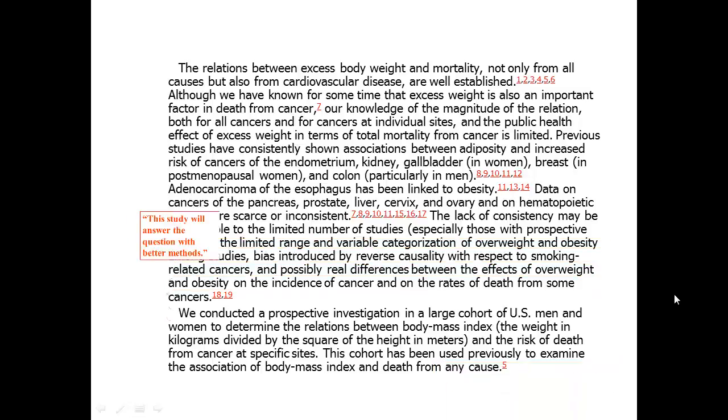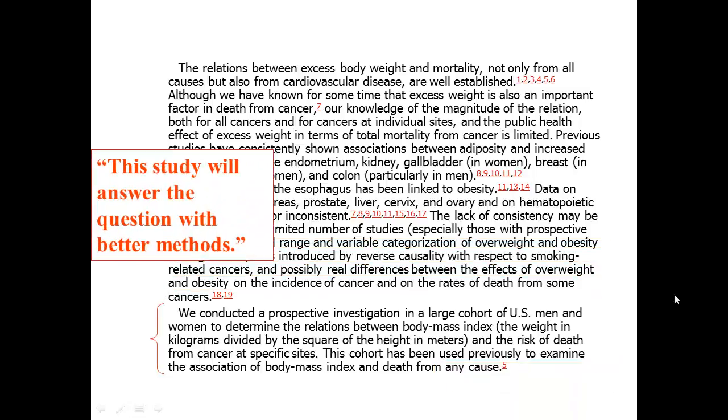And then they get to their statement of their question of interest. "We conducted a prospective investigation in a large cohort of U.S. men and women to determine the relations between body mass index and the risk of death from cancer at specific sites." So this is both a statement of what their aim was, they want to determine this relationship, and what they did. They ran a prospective investigation in a large cohort.